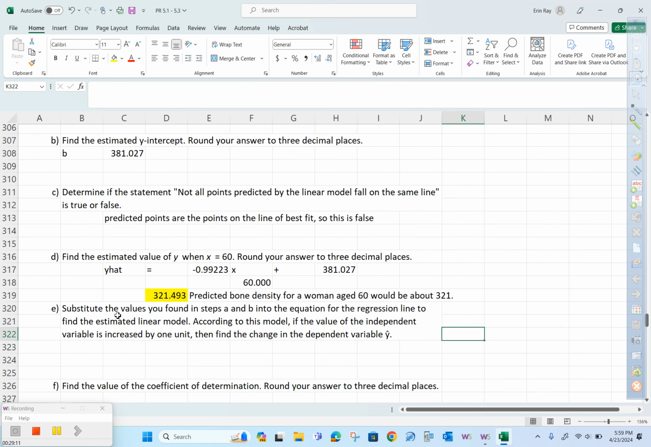This one, it says substitute the values in step A and B to find the equation for the linear model, and according to this model, if the value of the independent variable is increased by 1, find the change in the dependent. Okay, so this first part we already did. So we'll just copy that and paste it down. So this is our model. I'm going to repaste it.